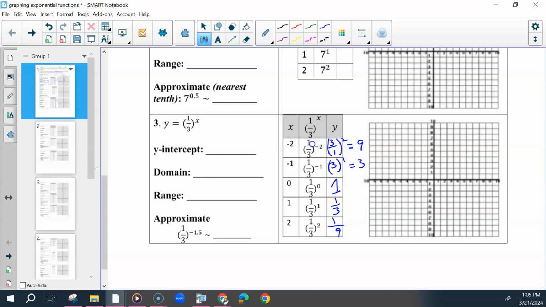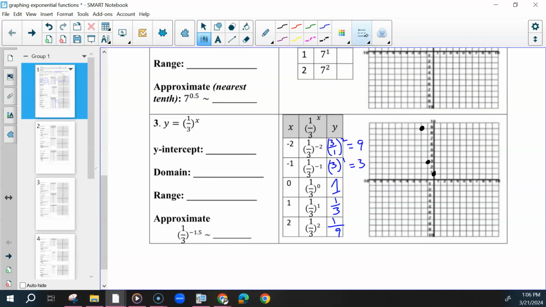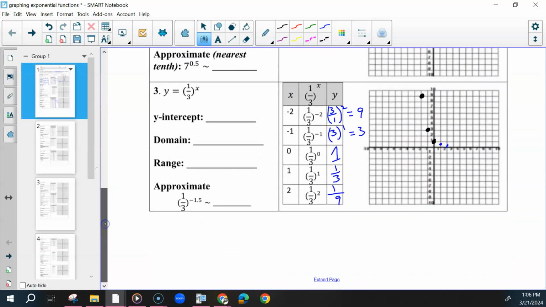So then if I graph those, I have -2, 9, -1, 3, 0, 1, and then I'm going to make these smaller, and then 1, 1/3, and 2, 1/9. So if we compare the base, they basically switch directions depending on the base.